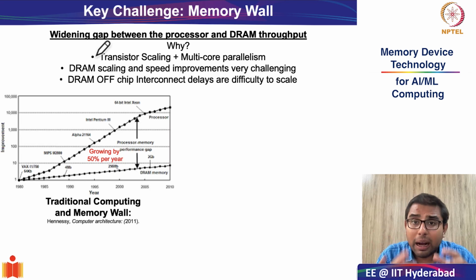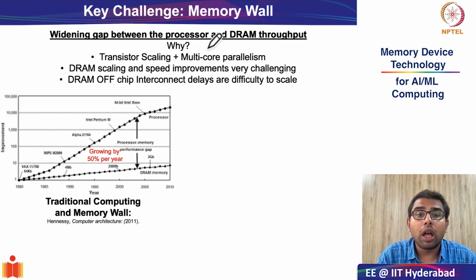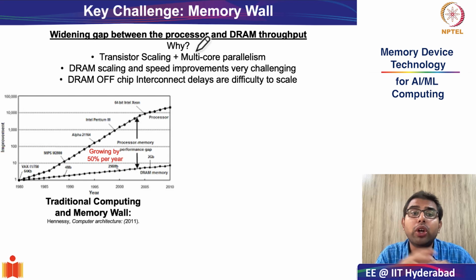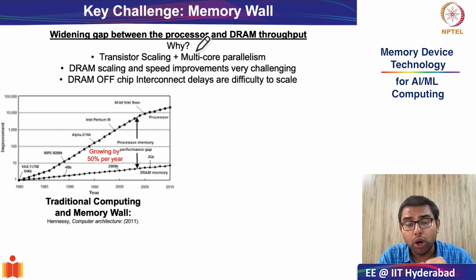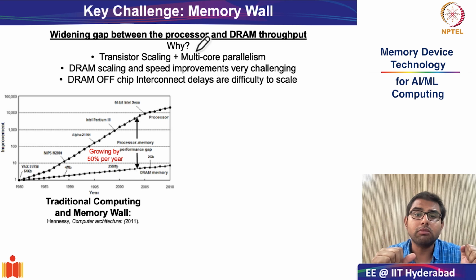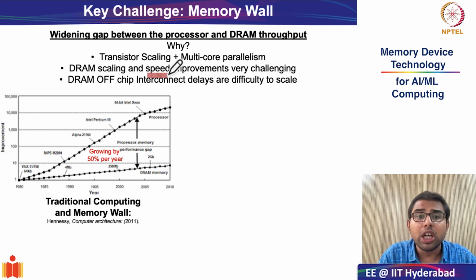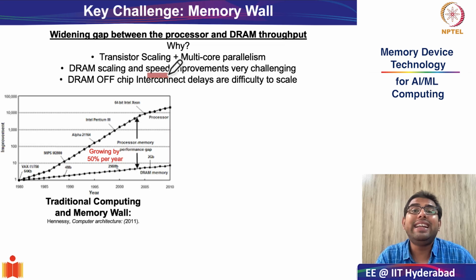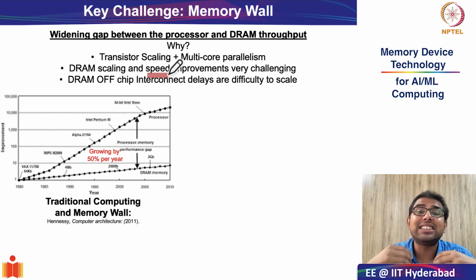To compound the problem, I would say, the multi-core parallelism in processor units has made processor units very, very hungry for larger and larger throughput from the main memory subsystem. However, at the same time, speed improvements in the DRAM subsystem have become very, very challenging. It is not as easy to have rapid improvements in the speed and throughput of the DRAM subsystem.